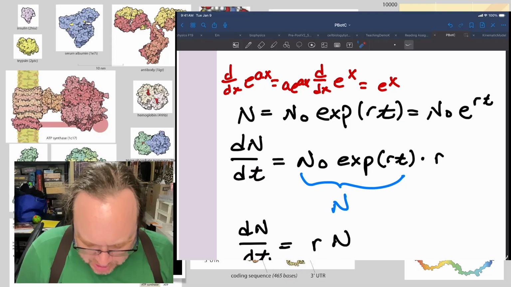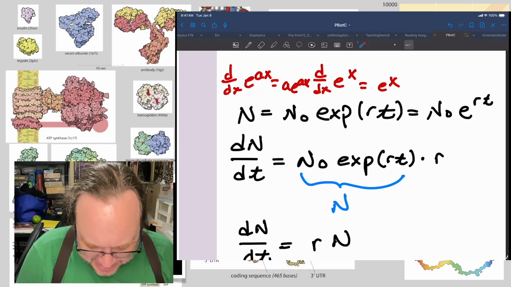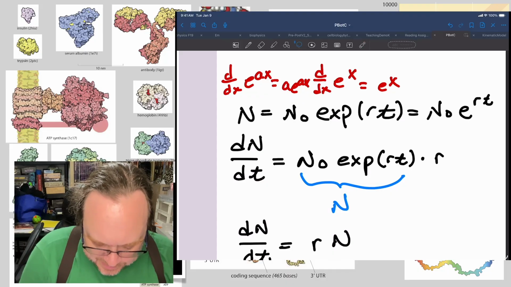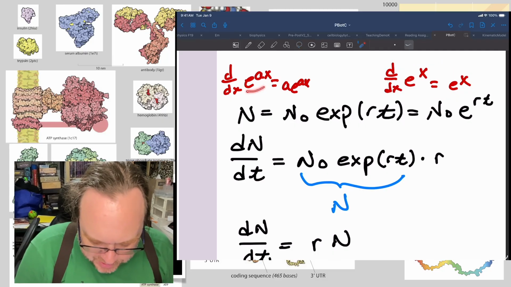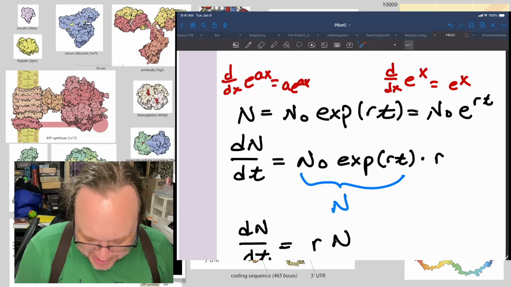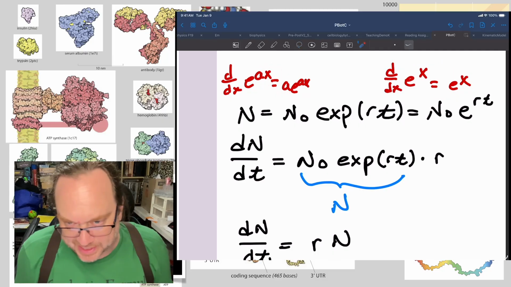Okay, so when I have e to the ax and I take that derivative, what I get is e to the ax again times that a in front. Let me move this out of the way so we don't have any confusion. Right, so the derivative of e to the ax is still e to the ax, except now with the chain rule, I pick up that extra factor of the a.